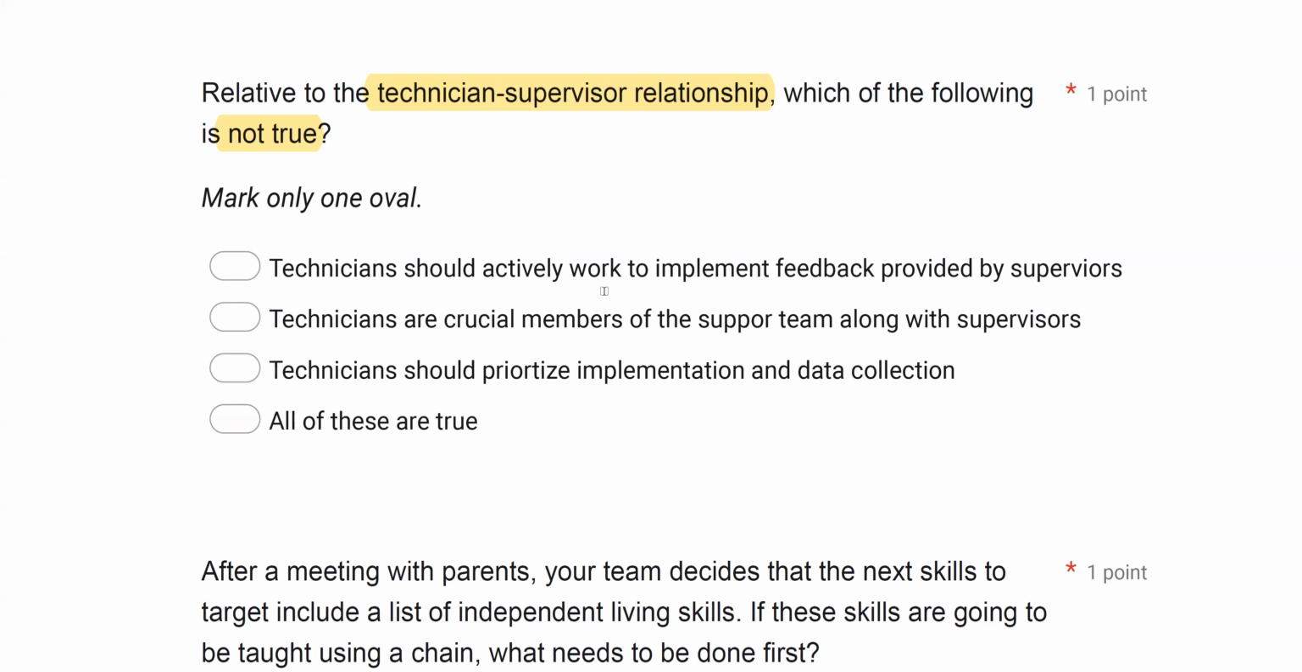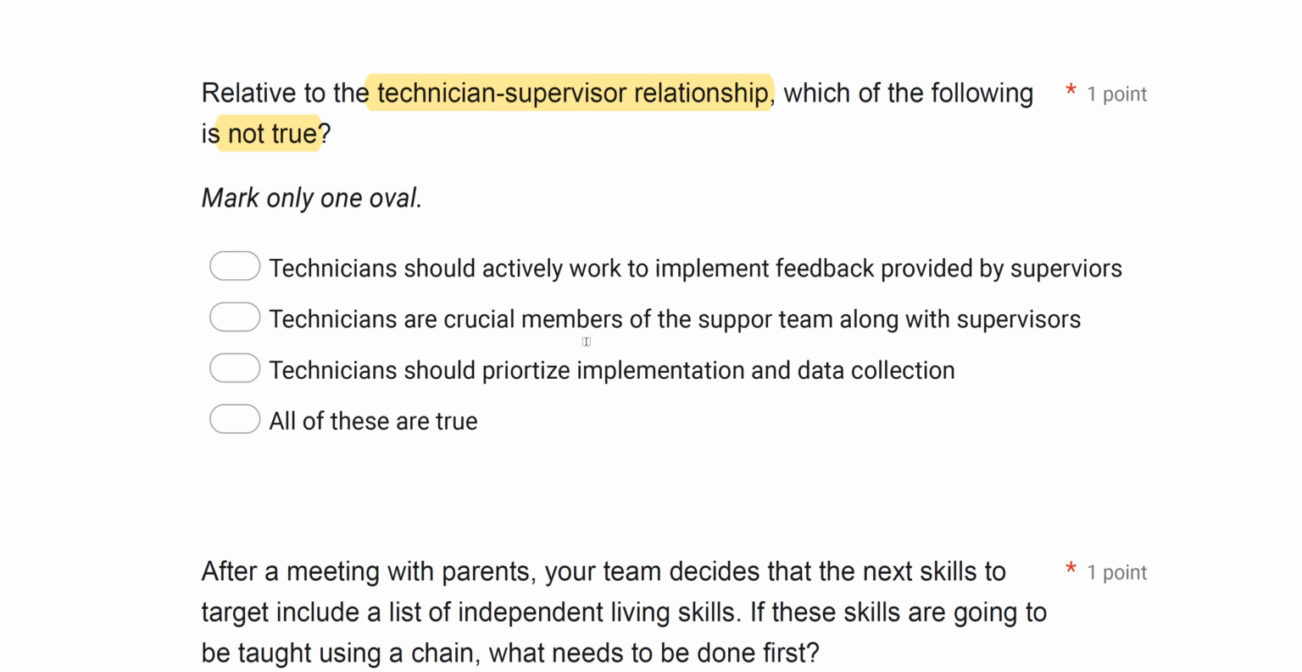A, technicians should actively work to implement feedback provided by supervisors. Should you work to implement feedback provided by your supervisors? Absolutely, that's part of the task list. You are required to implement the feedback given by your supervisor. Now, you can ask questions about it, but you should do your best to implement what they tell you to do.